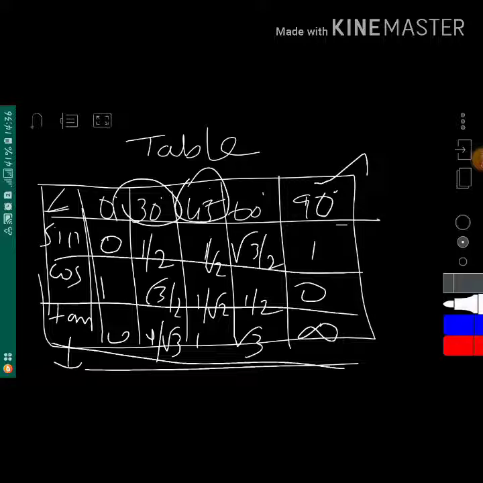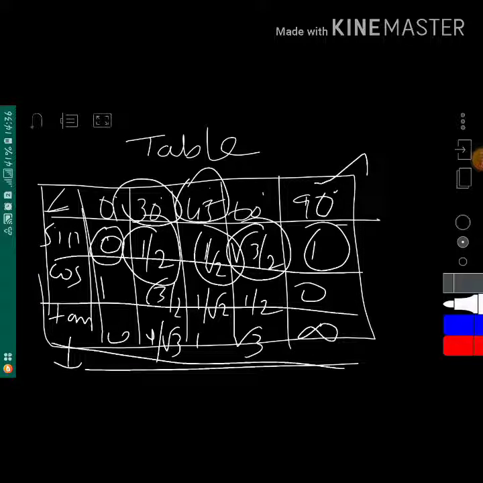But what if I say this 1 by 2, root 3 by 2, or 1 by root 2, or 1, or 0, whatever it may be? Now it will be an easy task for you to remember them logically, not by mugging up. Seriously I'm saying. Let me explain how all these values come.